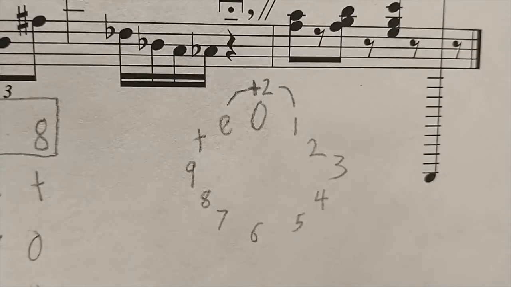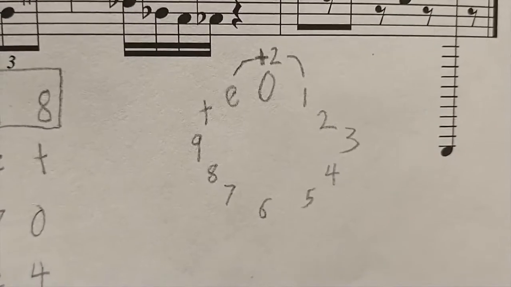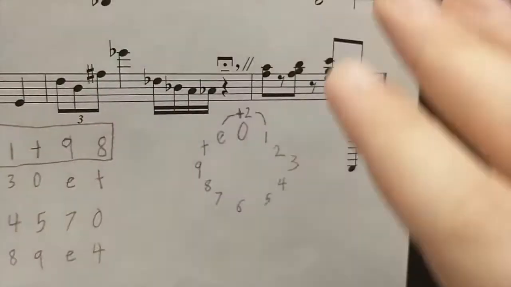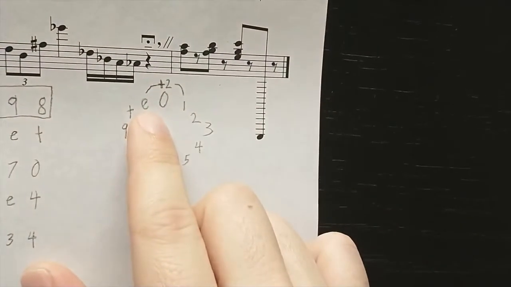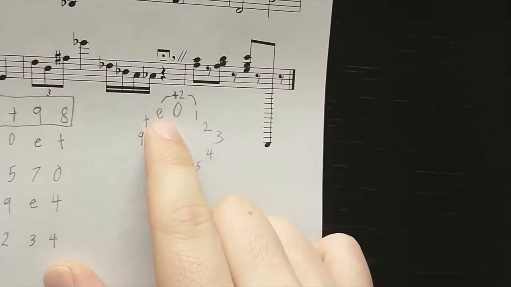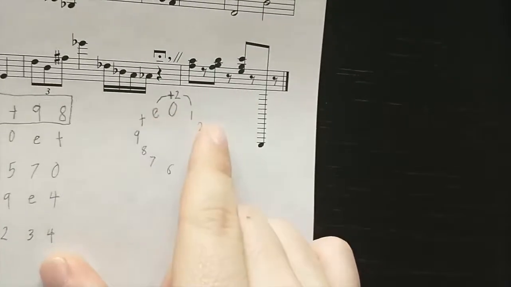So when we get a solution of 12, we're not going to call it 12, we're going to call it 0 because that's our 12th number. And if we add 2 to 11, for example, we're just going to go around the clock face. We're not going to call it 13, we're going to call it 1.